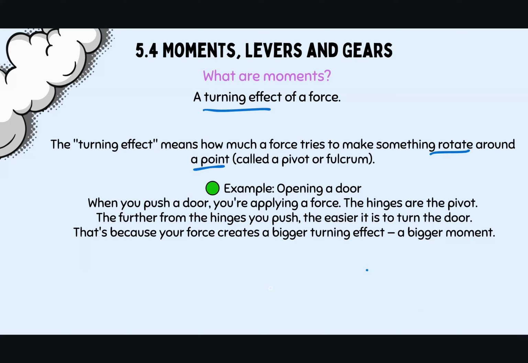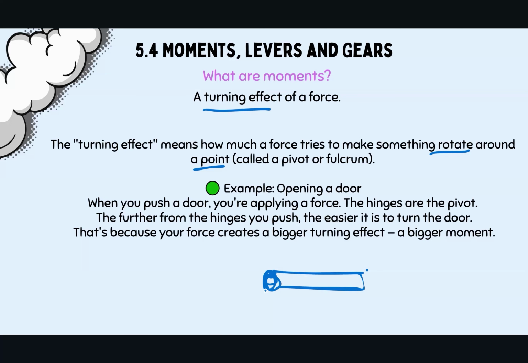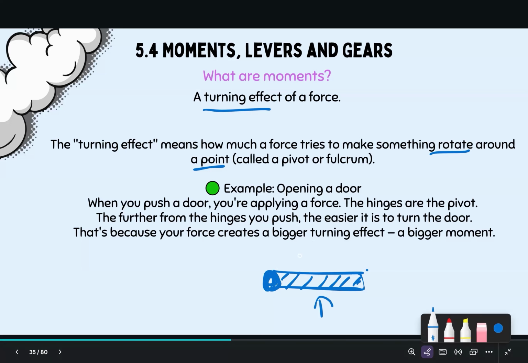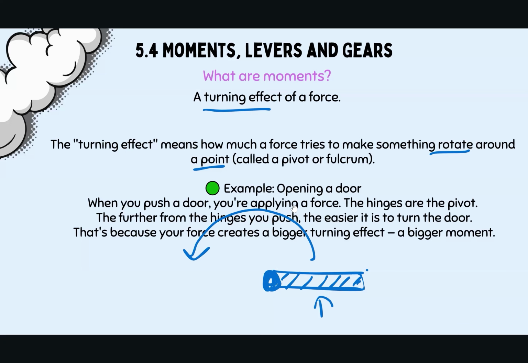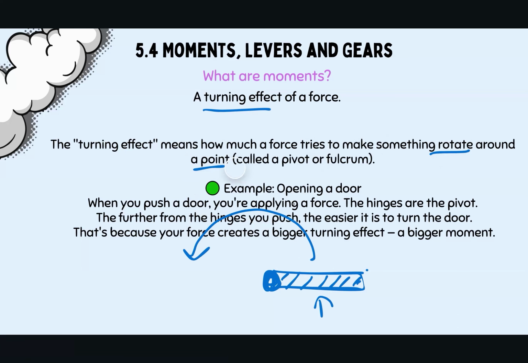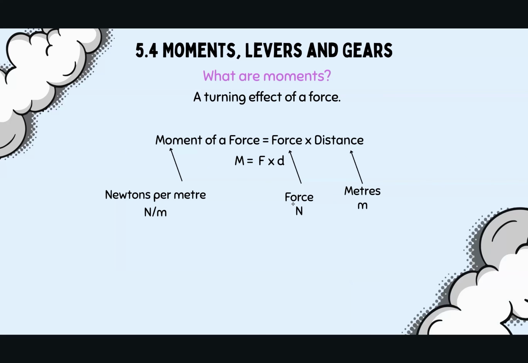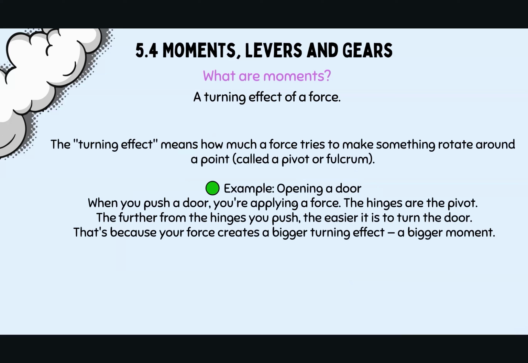For example, opening a door. Imagine you look at a door from above, it's hinged on to the wall. So this is the hinge where it touches the wall, and this part here is the door. If I exert a force, it's going to spin around that hinge. So that's what we mean by turning force: how much a force tries to make something rotate around a point. Now you can call that point a pivot or a fulcrum. We in England generally call it a pivot, but I've seen the word fulcrum used as well.